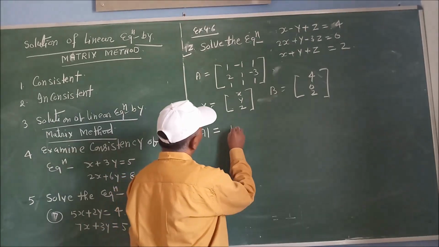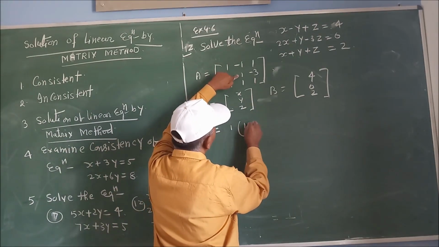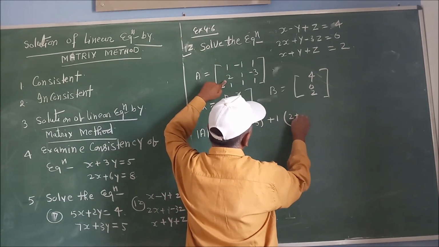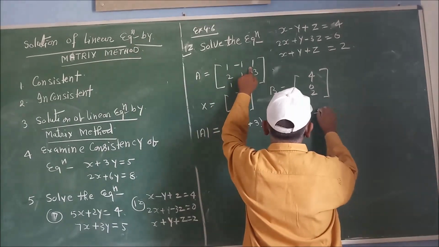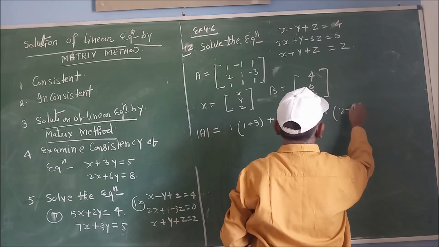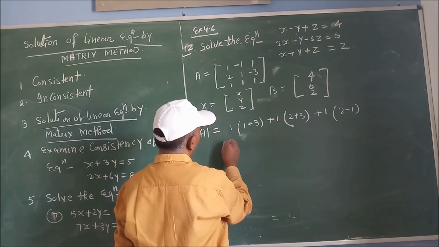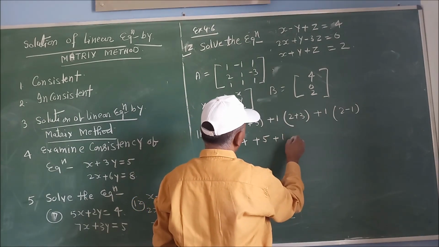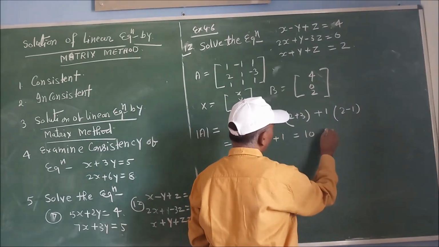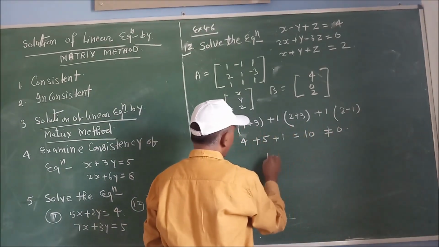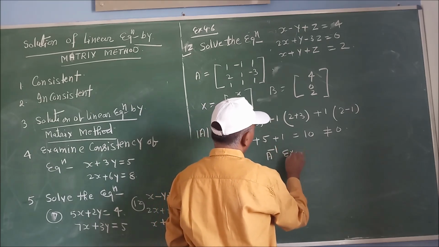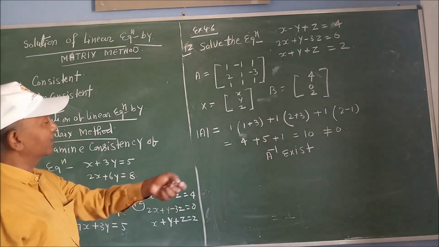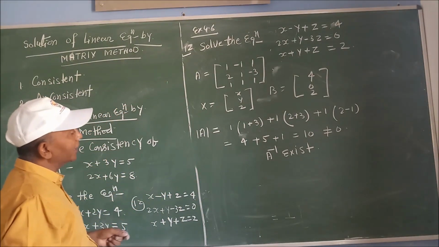Determinant of A can be written as 1 into (1 plus 3), plus 1 into (2 plus 3), plus 1 into (2 minus 1). So we can write 3 plus 1 is 4, so 4 plus 3 plus 2 is 5, plus 1. So this is nothing but equal to 10, not equal to 0. So we can say that A inverse exists. That means A is a non-singular matrix.